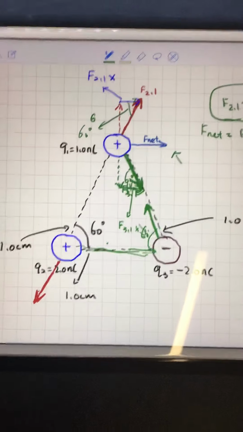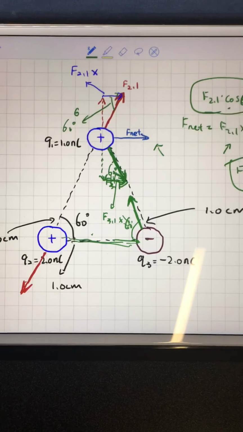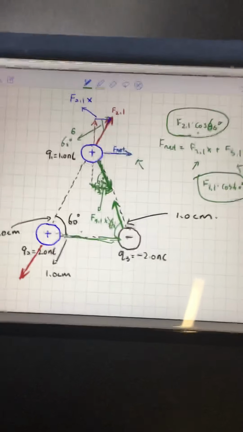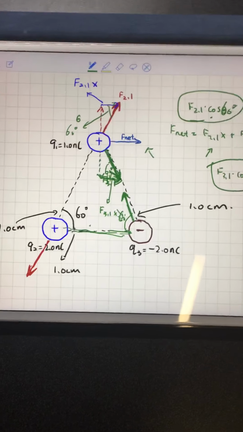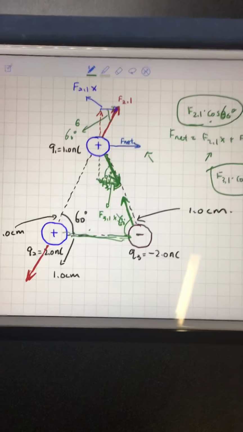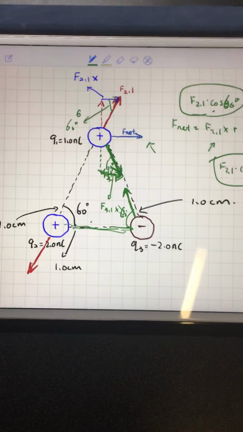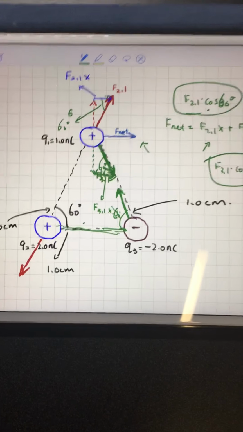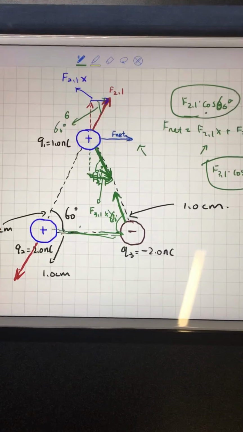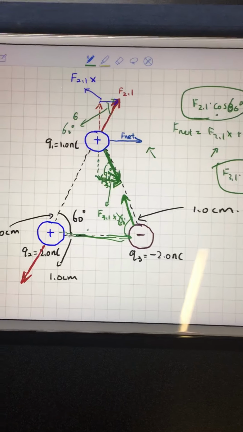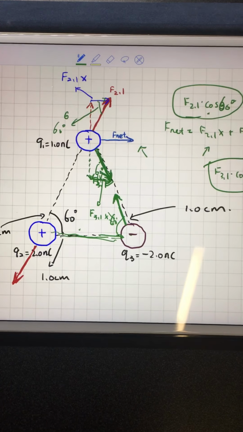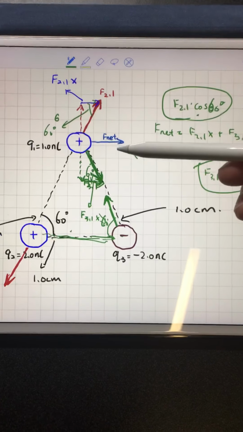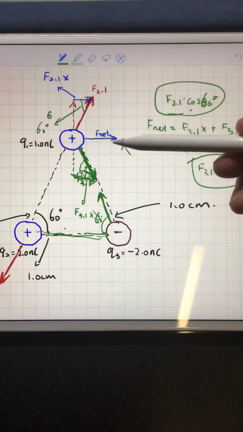Let's start. Here I drew a giant free body diagram. It's a little messy, but we can still do it. We know two positive charges repel each other, and a positive and a negative charge attract each other. So the key to solving this problem is to look for the net force F1.